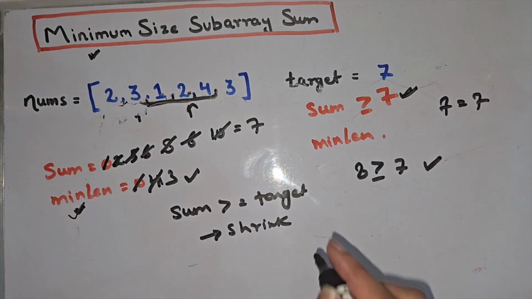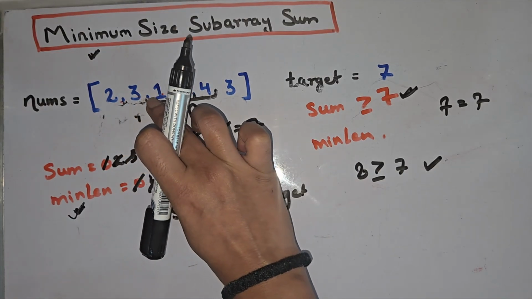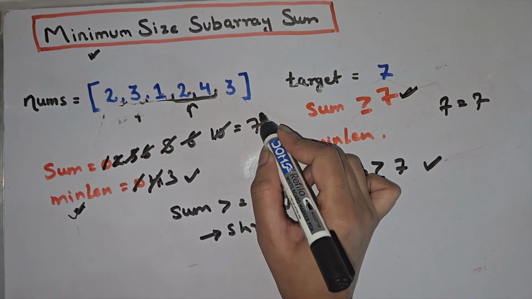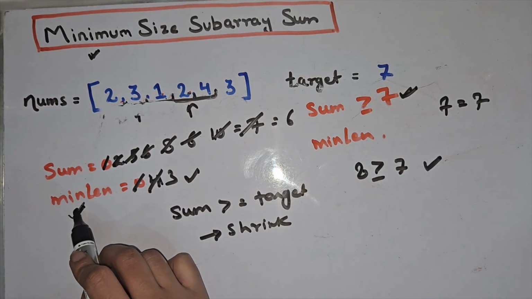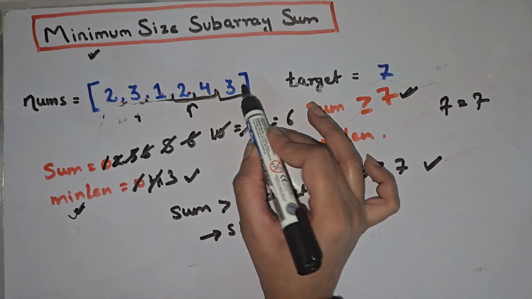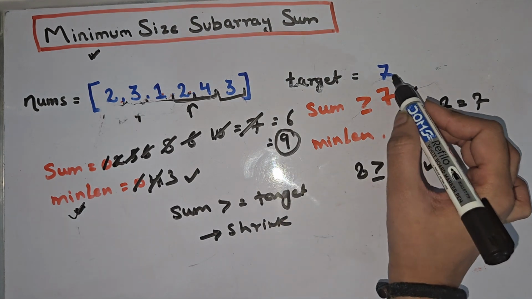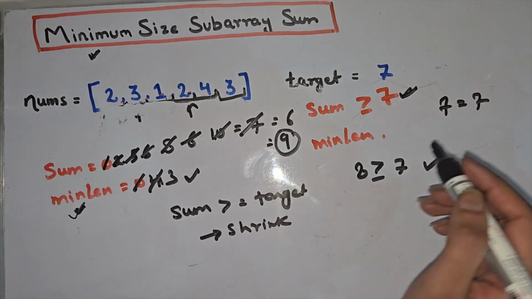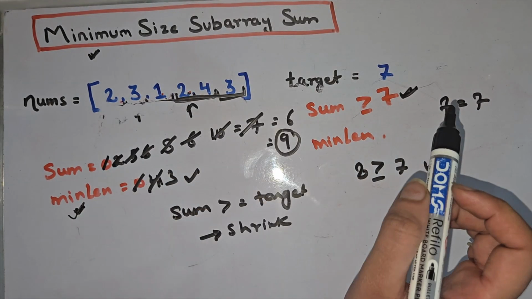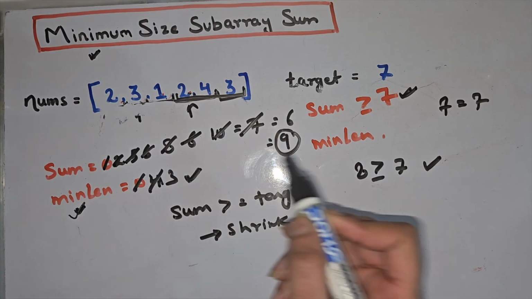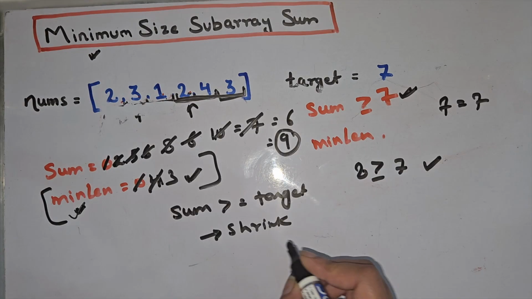Now what we will do is, we will further shrink our window. So now 1 will be removed and this will become 6. But 6 is not satisfying the condition, so we cannot update min length. Now we will add this element and this will make it 9. But 9 is greater, so we can consider it satisfying this condition, but the length is 3 in this case, which is already there. So the answer that we got is 3. So min length is 3.